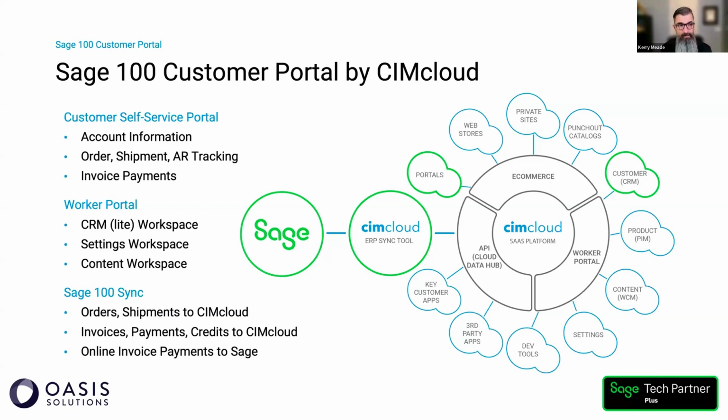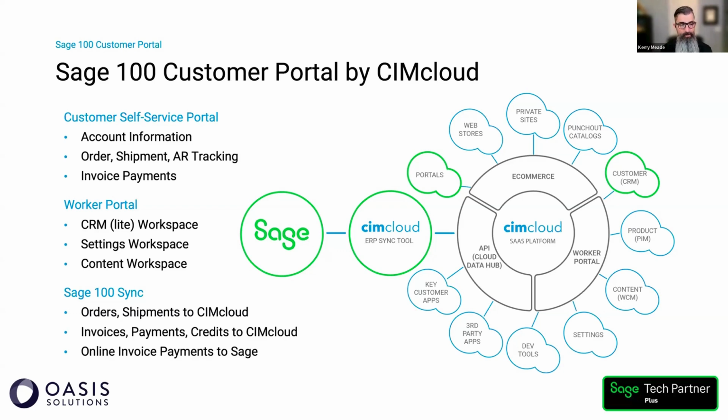So things your customers, again, will be able to see: account information, order, shipment, AR tracking. They can make invoice payments. Your employees, your workers will have a CRM-style workspace where they can go in and control settings and configurations to help guide that experience for customers. And again, it's all working through our Sage 100 sync.